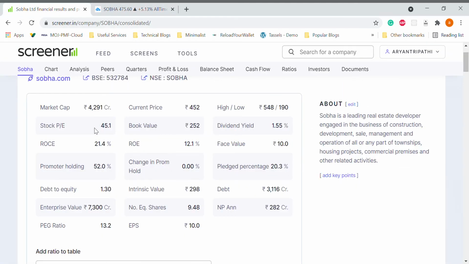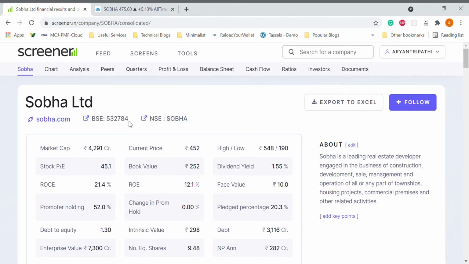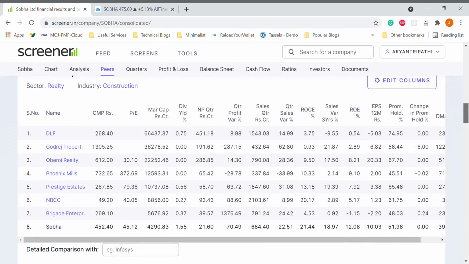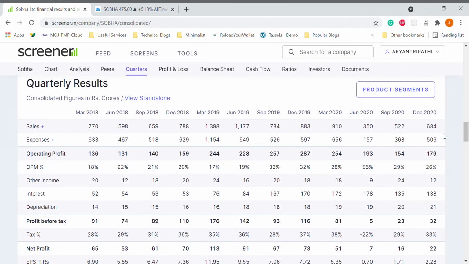This company is Sobha, and the stock P/E is 45, which is not bad. ROCE and ROE are 21.4 and 12.1 respectively. So this is not bad. The most important part is the quarterly growth of this company. If you see the last 3 quarters, this company has been posting great revenues: 350, 512 and 684.